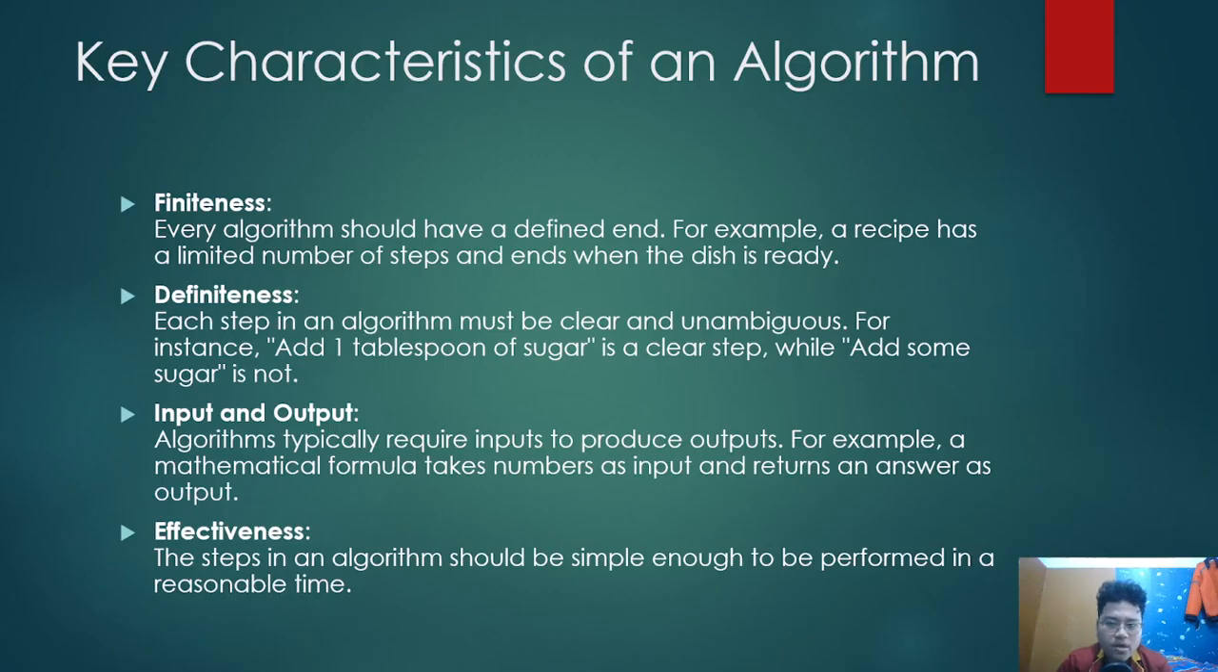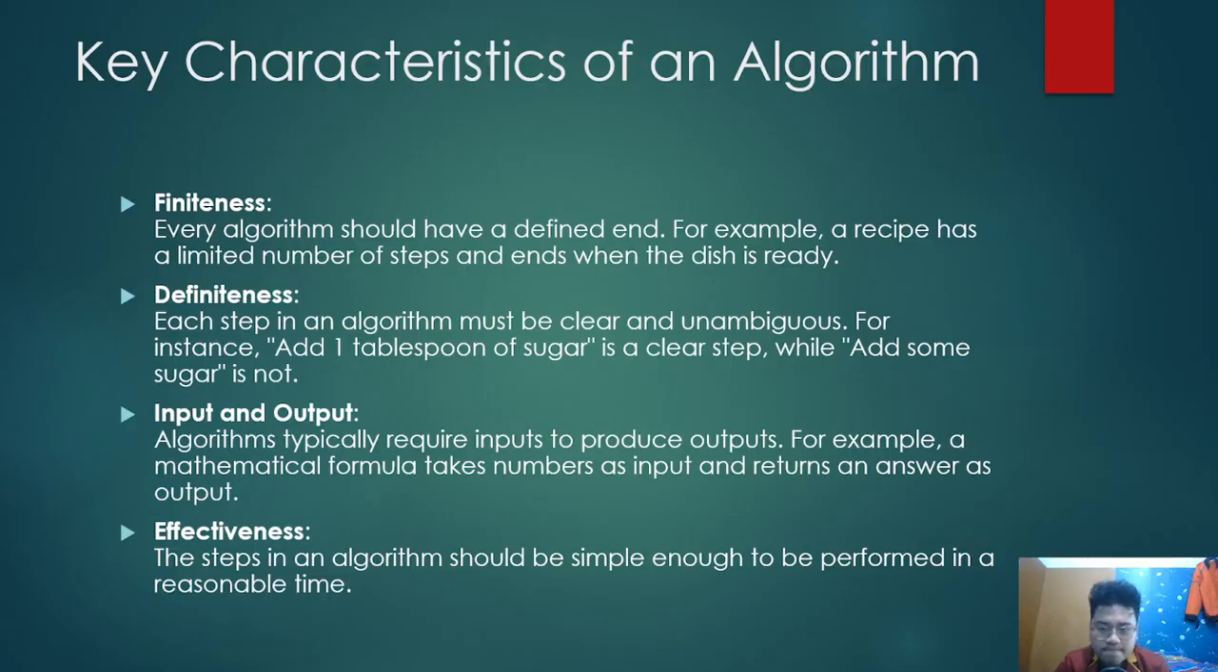The characteristics of an algorithm. Every algorithm should have a defined end. For example, a recipe has a limited number of steps and ends when the meal is ready. Each step in an algorithm must be clear and unambiguous. For instance, add 1 tablespoon of sugar is a clear step, while add some sugar is not.